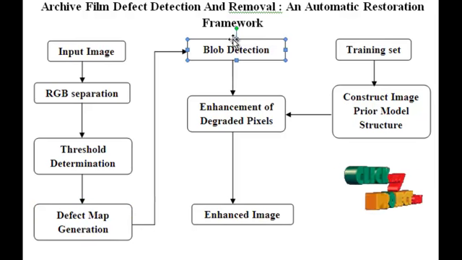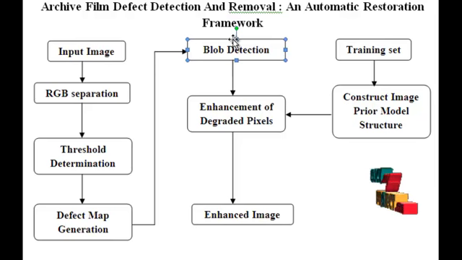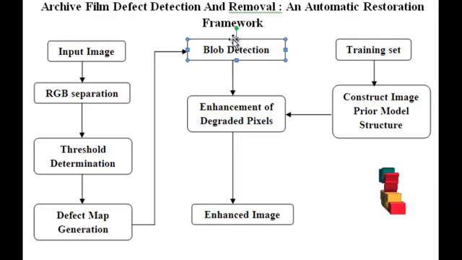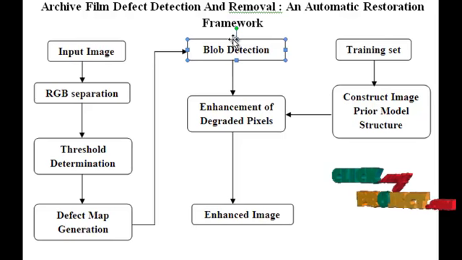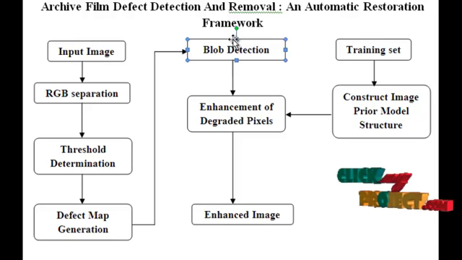Following this, the blob detection is carried out. Blob analysis is used to calculate the statistics for labeled regions in a binary image. The blob analysis returns quantities such as centroid, label matrix, blob count, and also the bounding box measurements. The detected degraded pixels will be enclosed by means of a bounding box.